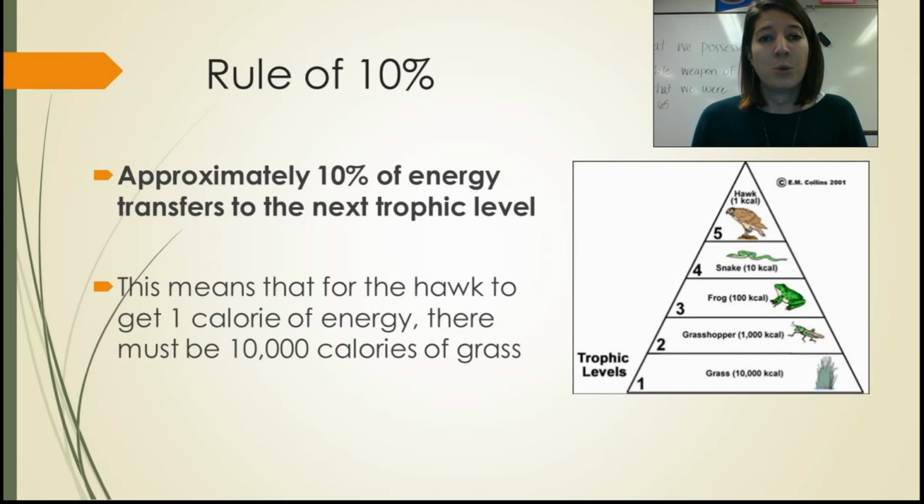That is what we call the rule of 10%. Approximately 10% of energy transfers to the next trophic level. This means that for the hawk to get 1 calorie of energy, there has to be 10,000 calories of grass for this to work. Now, where does the rest of that go? A lot of it is actually lost as heat.